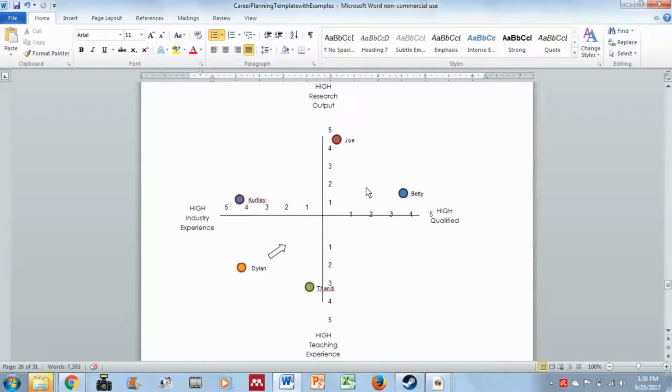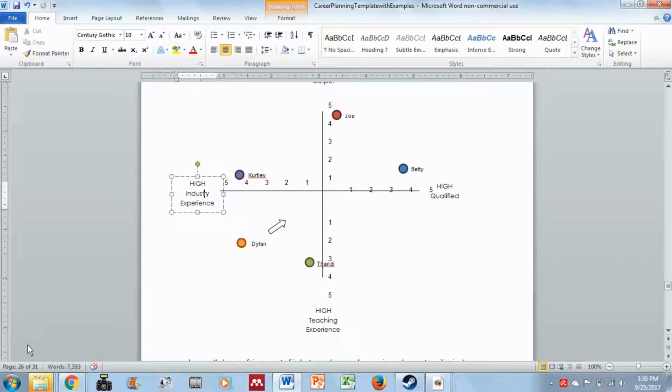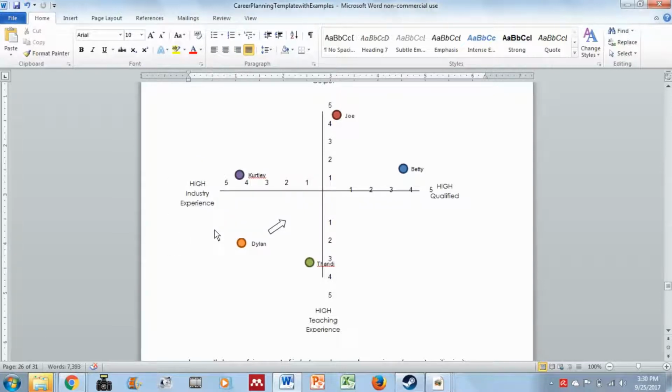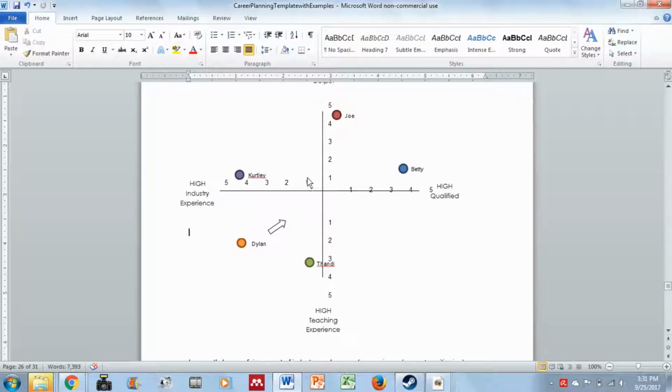Then where do I find myself? Well, in terms of higher education, I don't have as much teaching experience maybe as Tandi, who's older than me, but I have a lot of industry experience because I've been in the industry very long. I am qualified in terms of marketing, but I don't have a teaching qualification, and that's the direction that I want to move towards. I also don't have lots of research outputs, so I'm going to move in that direction. Okay, and as I move in that direction, I'm going to become more and more competitive in my industry.